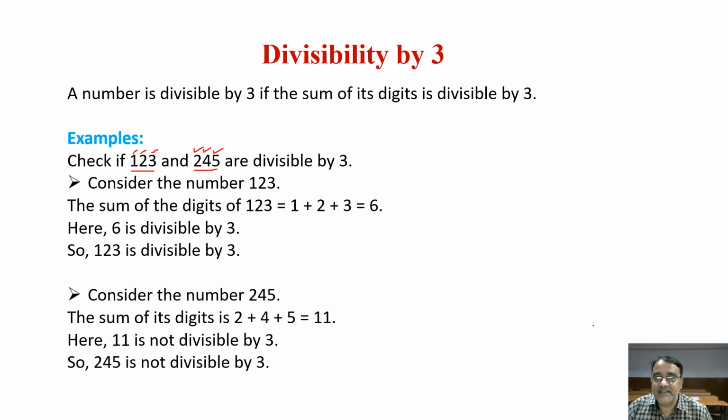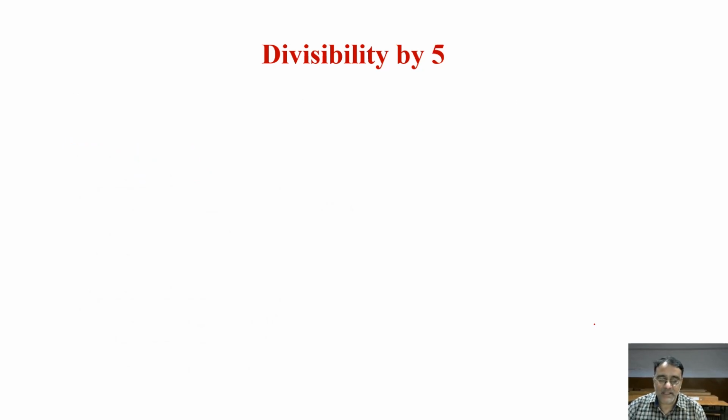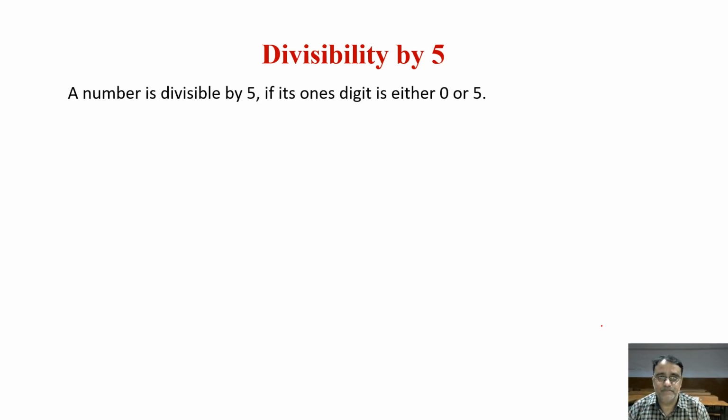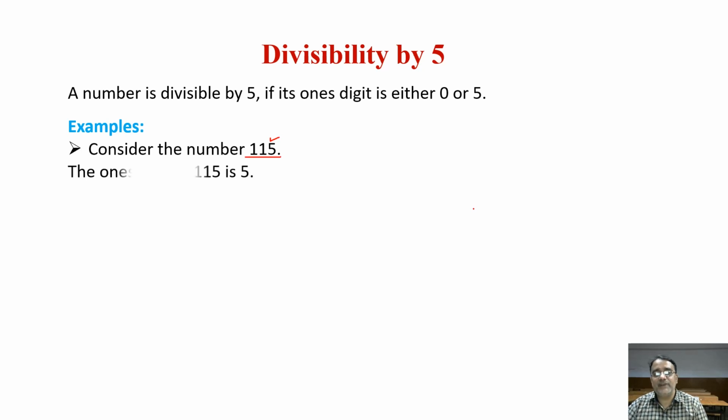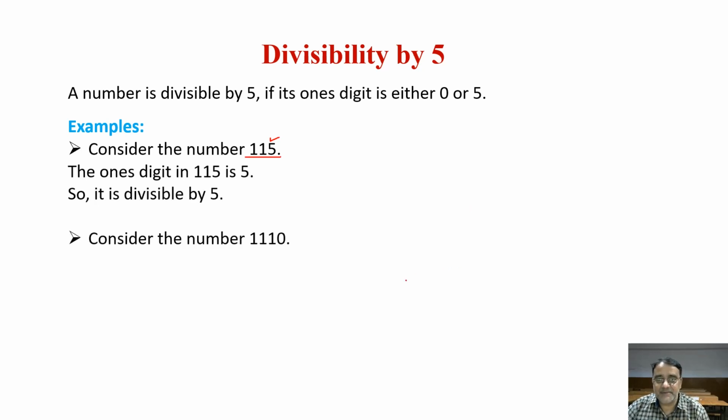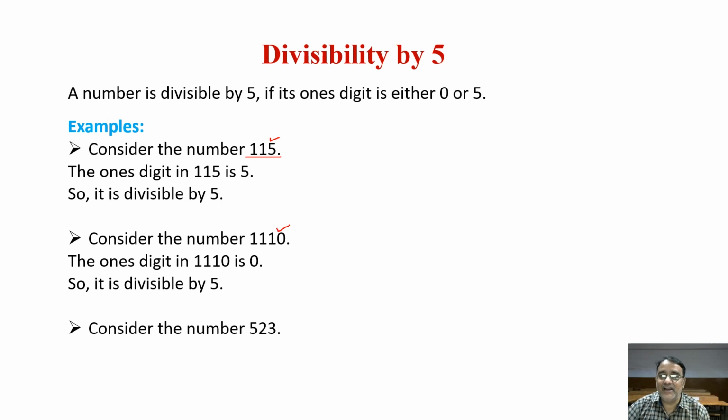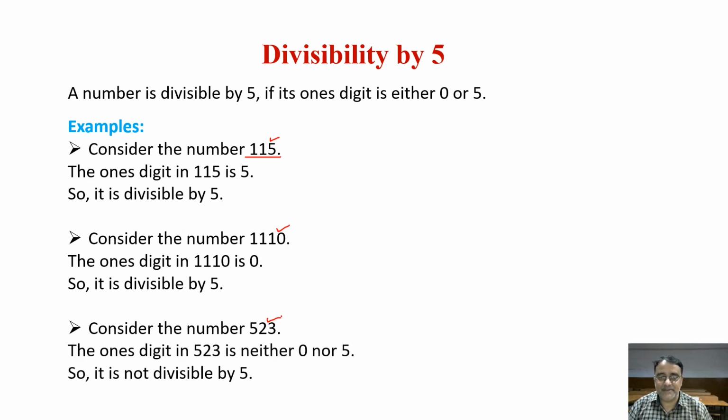Now next, divisibility test by 5. A number is divisible by 5 if its ones place digit या unit place digit is 0 or 5. See this example, 115. The unit place digit is 5. So this number is divisible by 5. Next example, the unit place digit is 0. So therefore the number is divisible by 5. One more example, 523. The unit place digit is 3. So this number is not divisible by 5 क्योंकि 0 और 5 नहीं है यहाँ पर.